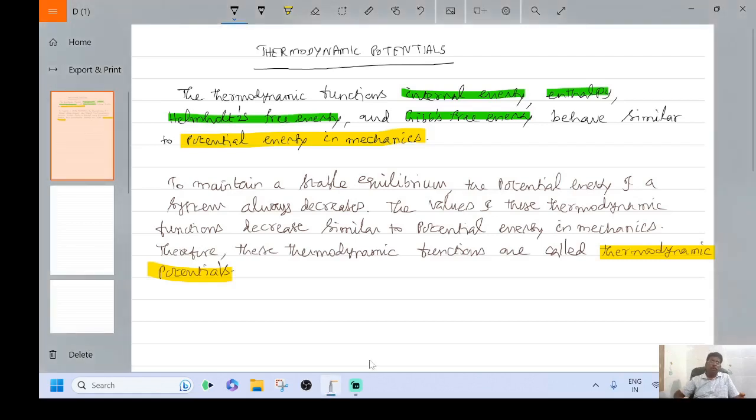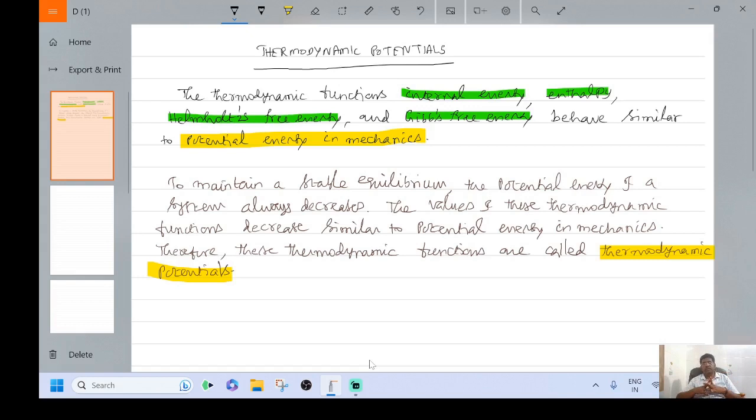In this presentation, we have talked about thermodynamic potentials. The thermodynamic functions, internal energy, enthalpy, Helmholtz free energy, and Gibbs energy are called thermodynamic potentials since they behave similar to potential energy in mechanics.